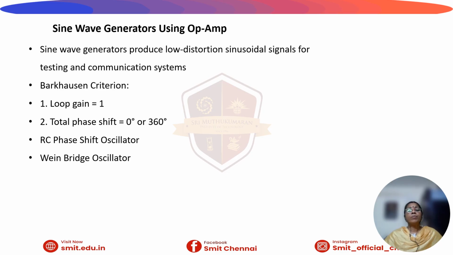Before going to the principle of sine wave generators, we should know what an oscillator is and its condition. The oscillator should have positive feedback and it should meet the Barkhausen criterion. The Barkhausen criterion states that the loop gain should be 1 and the total phase shift should be 0 degree or 360 degree. The types of sine wave generators we are going to discuss are the RC phase shift oscillator and the Wien bridge oscillator.